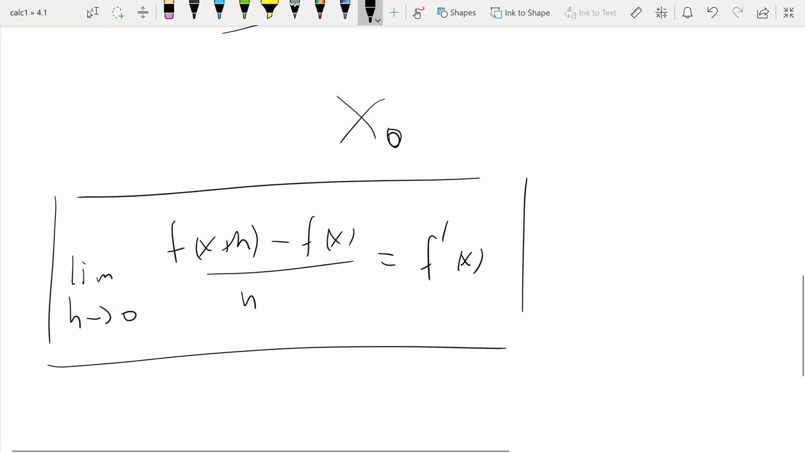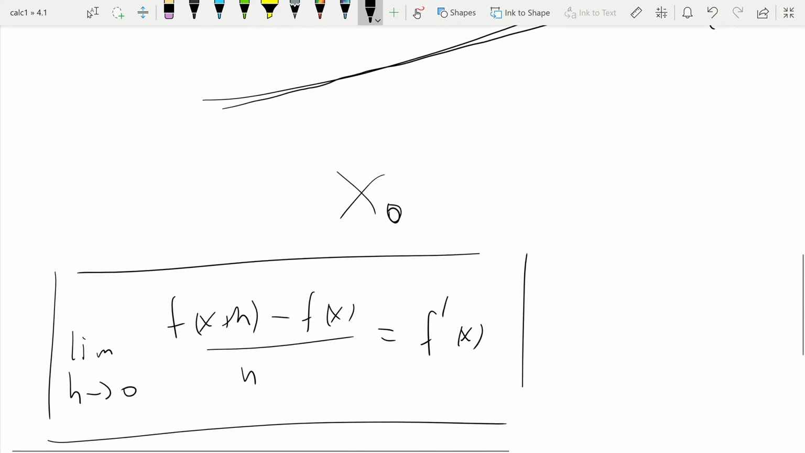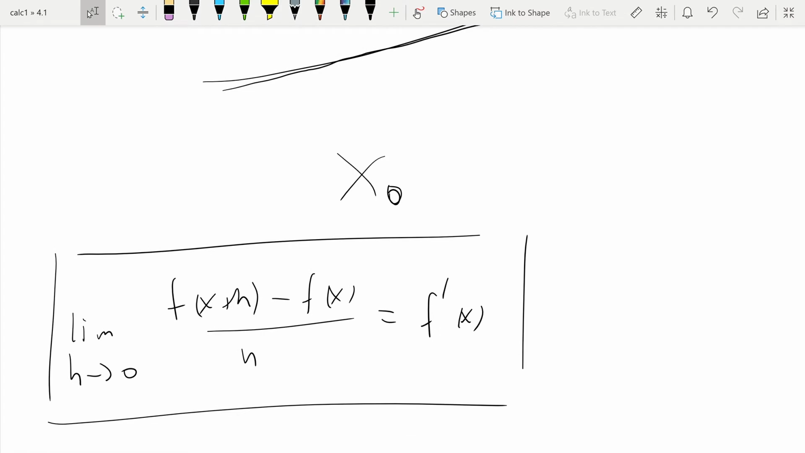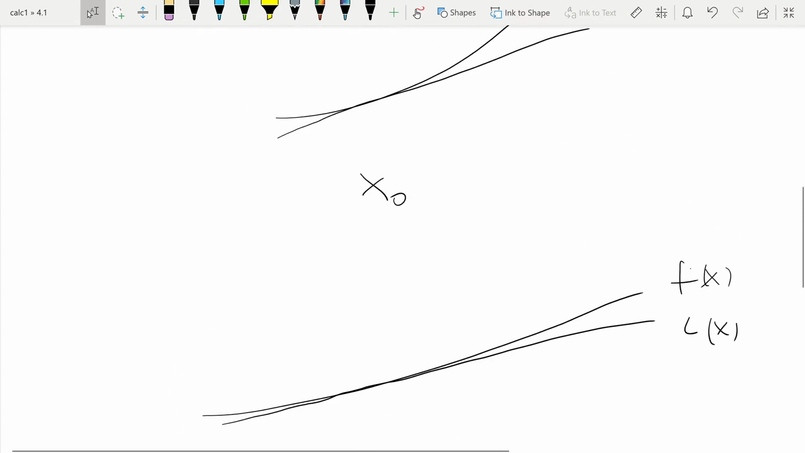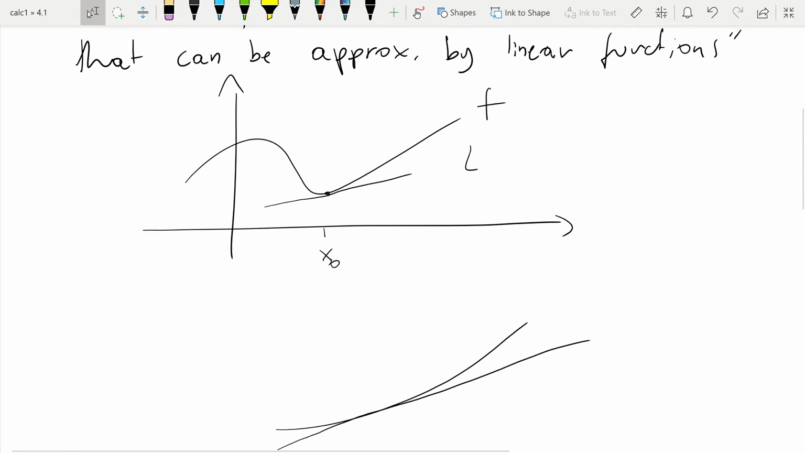If you go back to the original drawing, this is the slope of the secant line, and it is approaching a limit because this function is not oscillating wildly, but is getting closer and closer to a line L. The slopes are getting closer and closer to the slope of that line L, and that's a linear function.